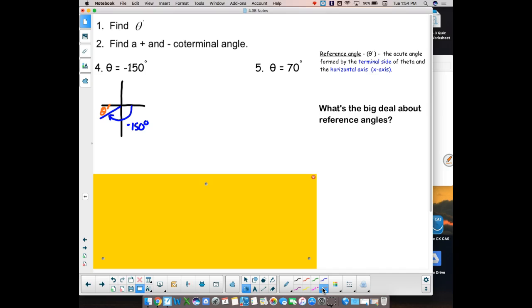So how many degrees do I need to get back to that horizontal? I need 30 degrees. So my reference angle here is 30 degrees.